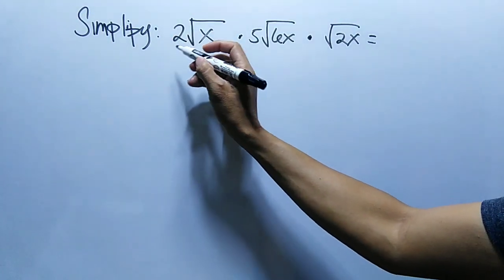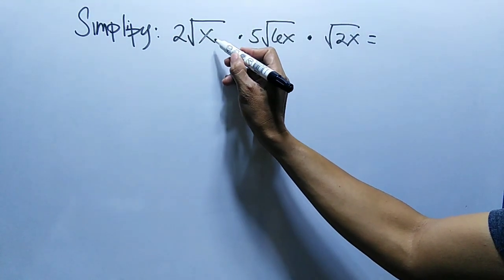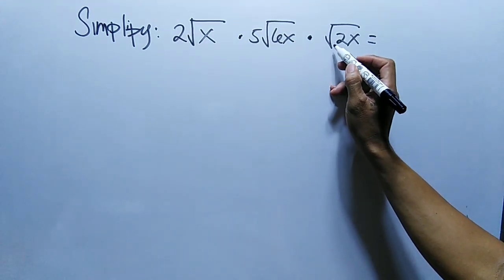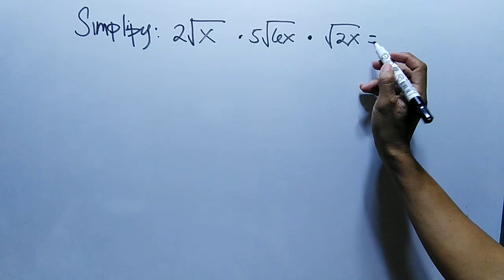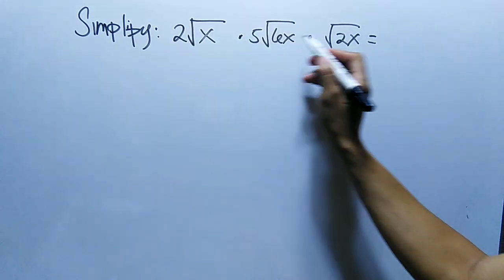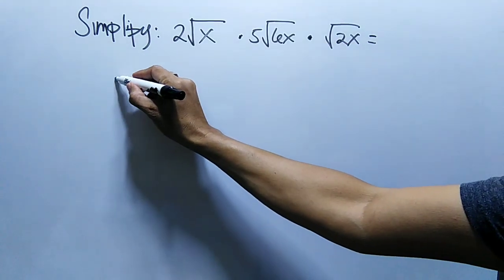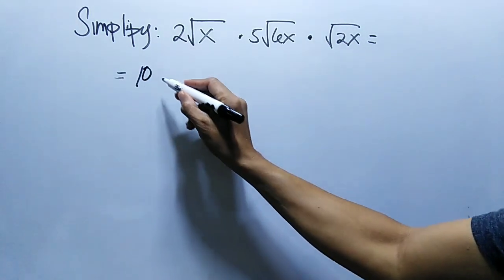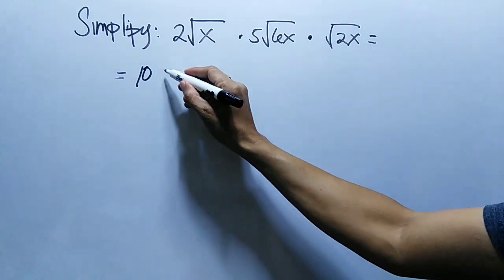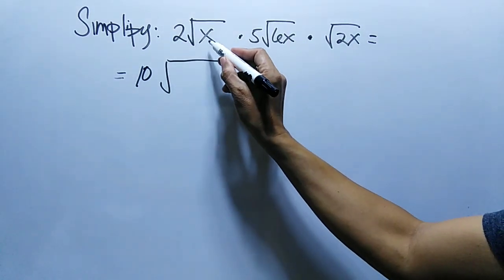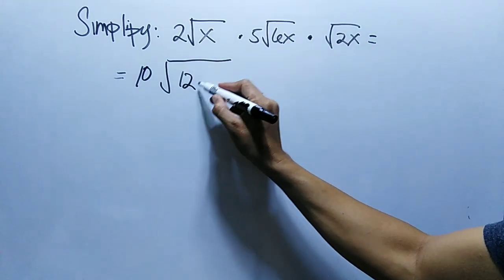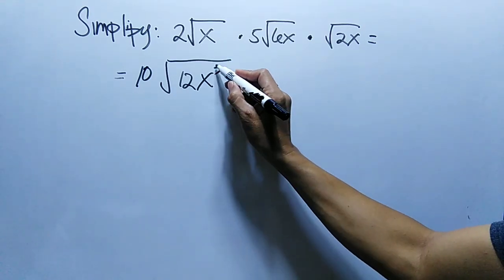Okay, we have to simplify 2 times the square root of x times 5 times the square root of 6x times the square root of 2x. So first we have to multiply the coefficients, 2 times 5 times 1. So that is equal to, ito ko ilagay ha, 10. Okay? Then itong radical, i-multiply din natin yan. The square root of x times 6x times 2x, that is equal to 12x cube.